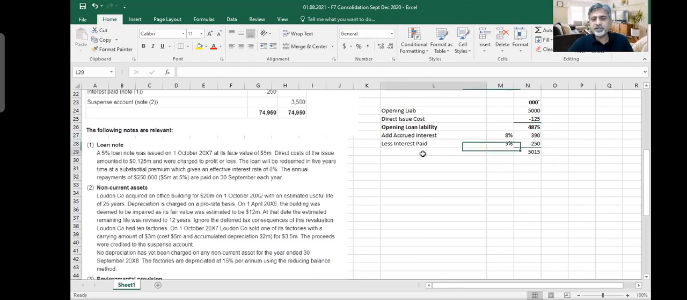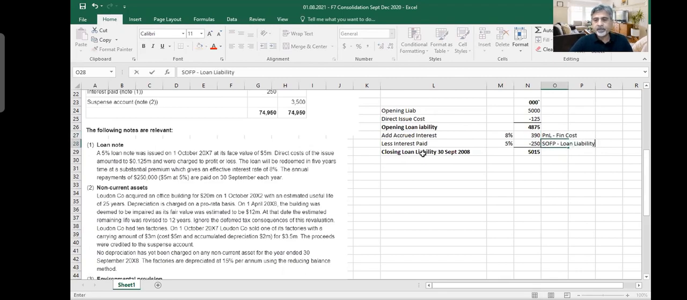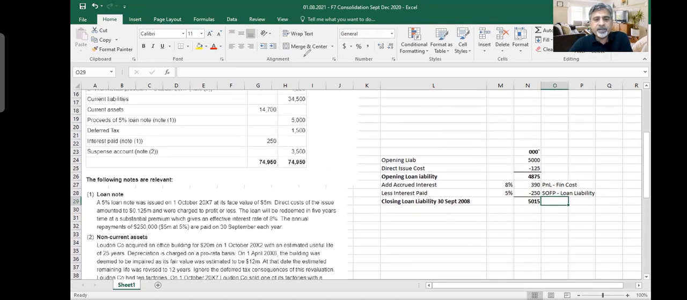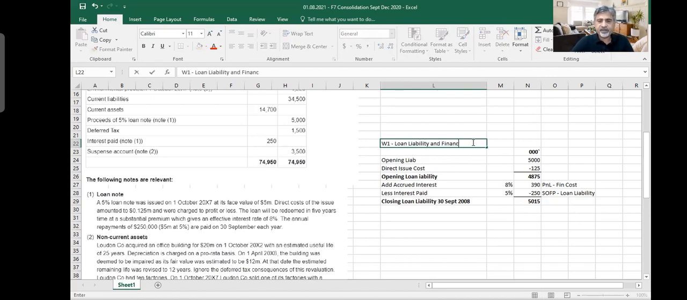Now, in your balance sheet, you call it closing loan liability on 30th of September 2008. And remember that this number should go to your P&L as your finance cost, and this number goes to your statement of financial position as your loan liability. Now, these guys, when they were preparing this, were showing it at 5 million. Loan liability is not 5 million. At the end of the year, loan liability should be 5015. A very typical calculation, and most of the time it is done in the same way. I can call it working one, which is my loan liability and finance cost.